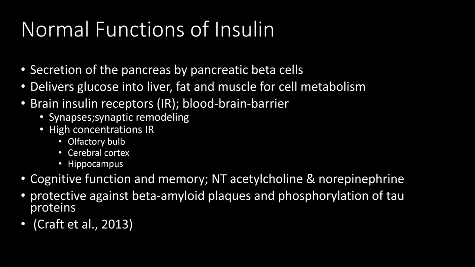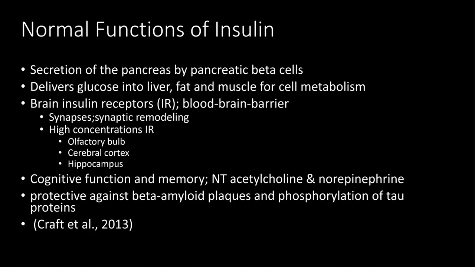Insulin, when it's secreted by the pancreas, travels across the blood-brain barrier, and in the brain, it has the role of creating new synapses and engaging in synaptic remodeling. We have found that there are high concentrations of insulin receptors in the olfactory bulb, the cerebral cortex, and the hippocampus, which we know are areas that are very important for cognitive function and memory.